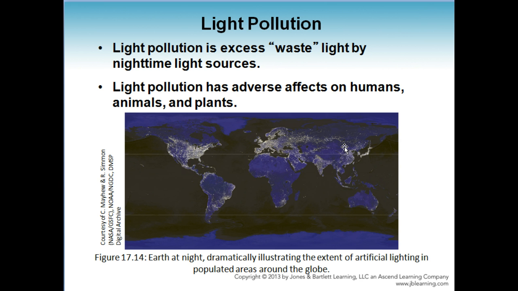In addition to global warming, other things that occur on a global scale are things like light pollution. Light pollution is extra waste light from nighttime light sources. Light pollution can have adverse effects on humans, animals, and plants, messing with circadian rhythms and disturbing ecosystems. Most light pollution isn't taken as seriously as global warming, but it still has effects on life on the planet.